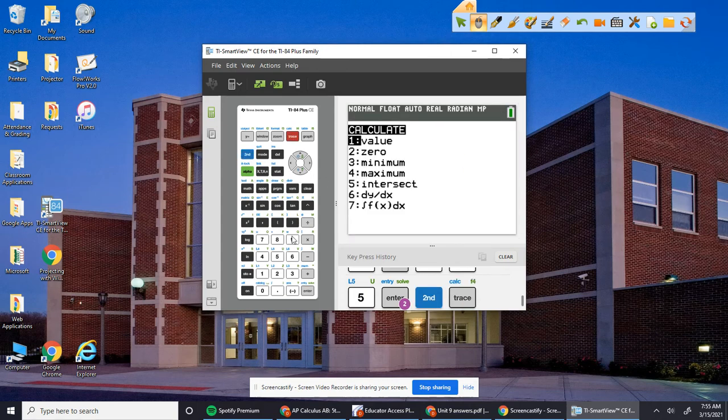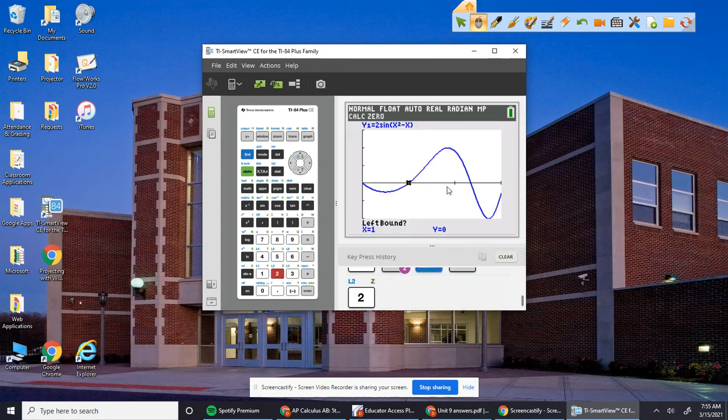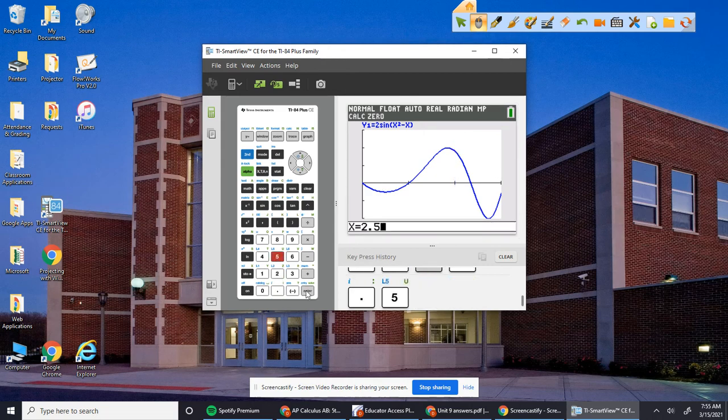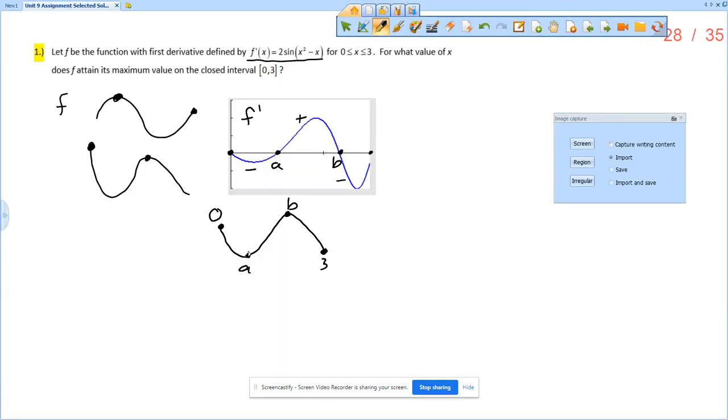Then second trace, zero again. Now over here, let's say from 2, and then let's say 2.5. The zero in between there is 2.342. So let's put that onto our graph. We have A equals 1 and B equals 2.342. Now we said it could be 0 or B.